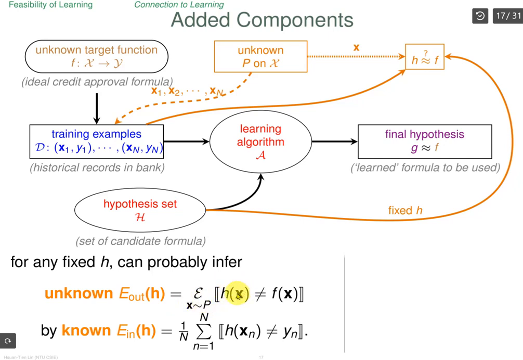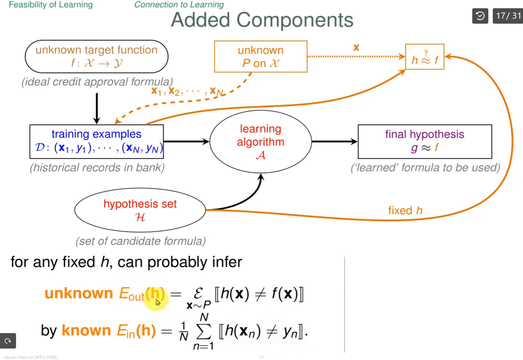It is computed between our fixed hypothesis and the target function. By known, we call it the in-sample error, E in, which can be calculated. So 1 over n, over n training points, sum across the disagreements. So this is an error or mistake, right? Our hypothesis doesn't agree on some specific point with the given y label. So this is again the Boolean function. If this is true, then it gives 1, otherwise 0.